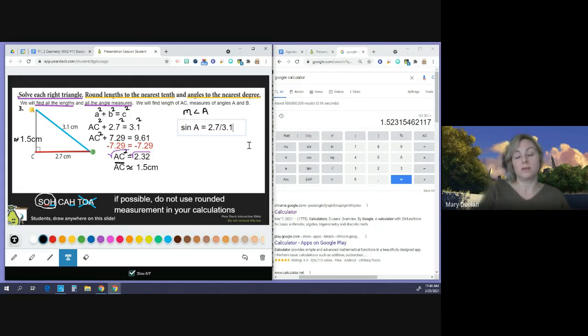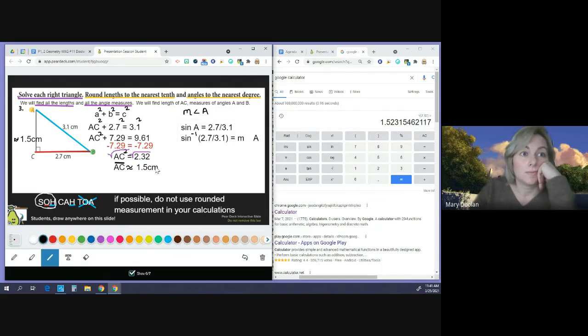That's division. And since I'm trying to find the measure of angle A, this is where I need to use inverse sine. I could rewrite this as sine to the -1 power, that's inverse sine. And we're going to put the ratio in now of 2.7 divided by 3.1, and that's going to equal the measure of angle A. This is what we're going to use the calculator for, and that's going to tell us the measure of angle A.